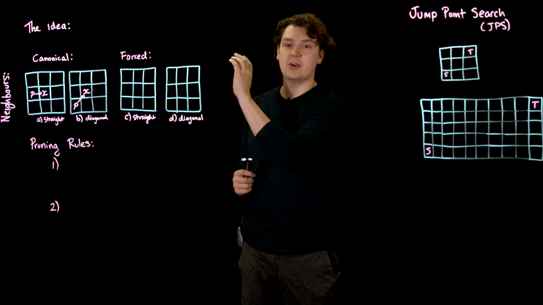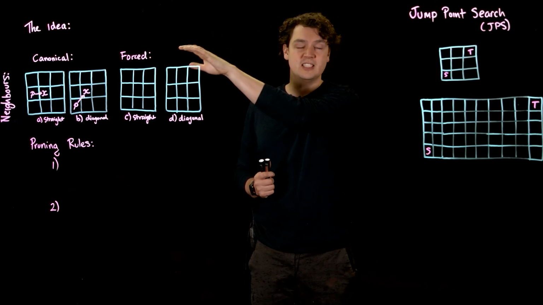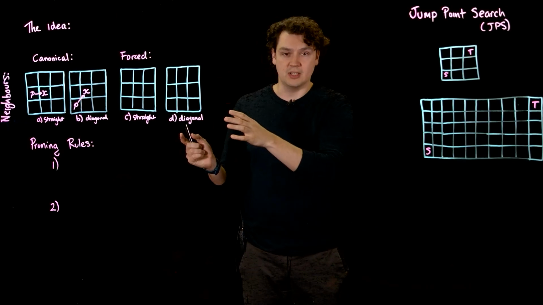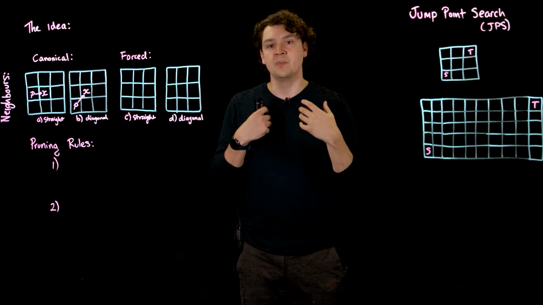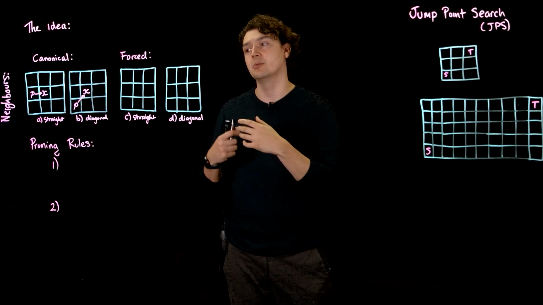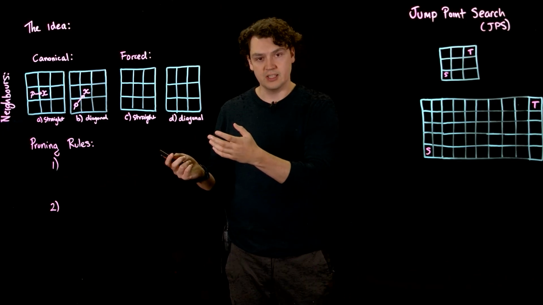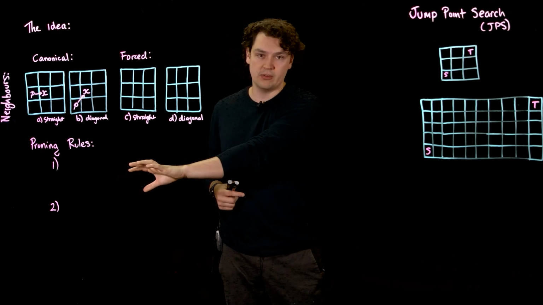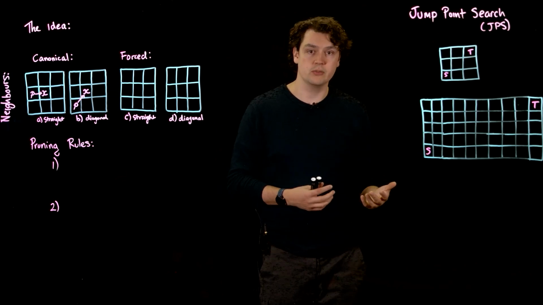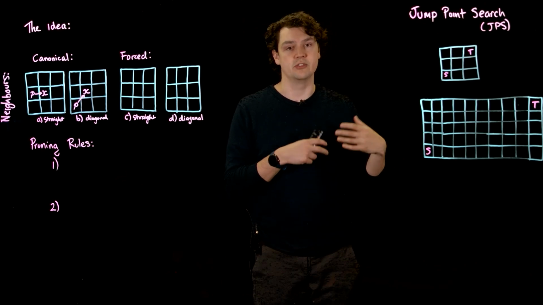Well, I am first going to walk through essentially what the idea of JPS is. We're going to spend a lot of time walking through the rule sets for how we're going to be looking at what we call canonical neighbours, forced neighbours, and how that relates to the specific pruning rules that you would see if you read the original paper.